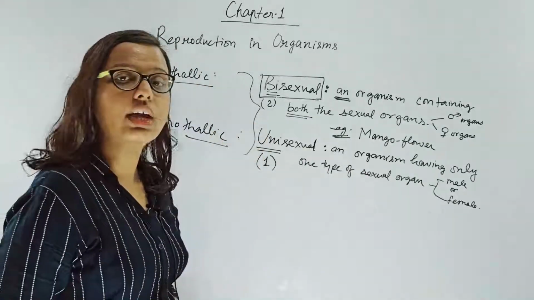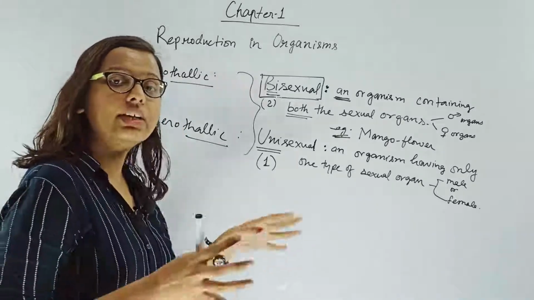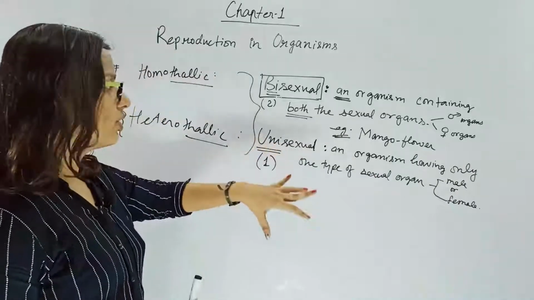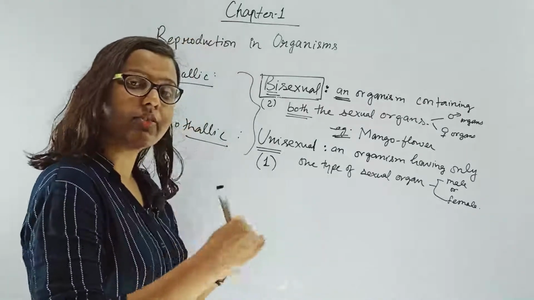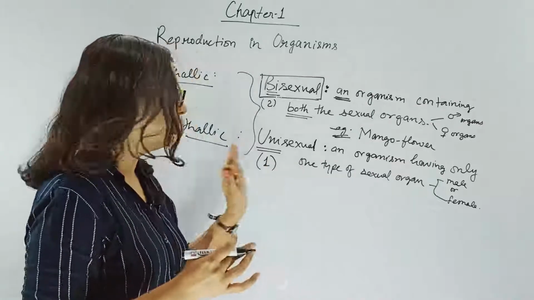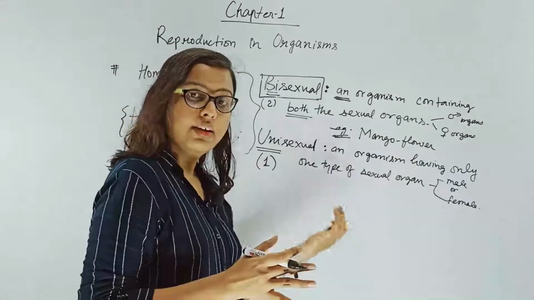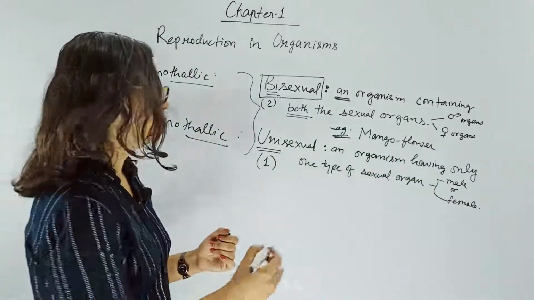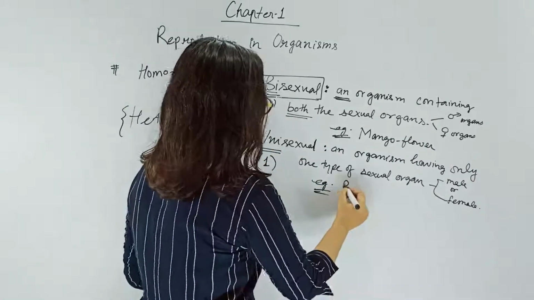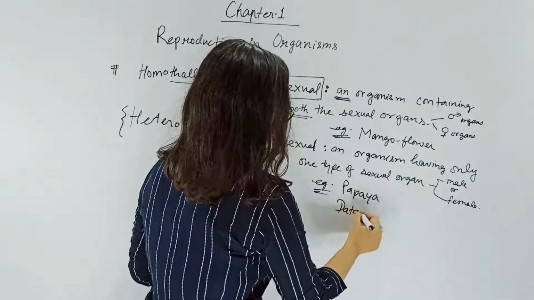So on this basis you can understand what type of organism is human being. Human being is unisexual because girls are different, boys are different. So unisexual term is for higher animals as well as for higher plants. Now in case of plants, there are very few examples of unisexual and you have to remember those examples. Those examples are going to be asked in your NEET examination also. So please focus on this. Unisexual example is papaya and date palm.